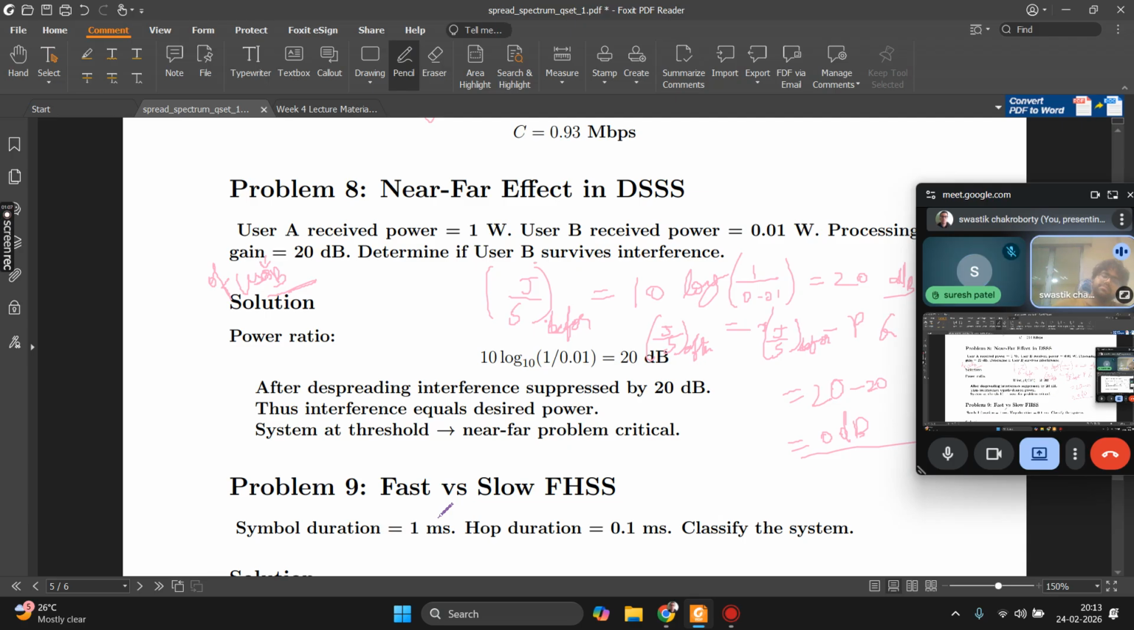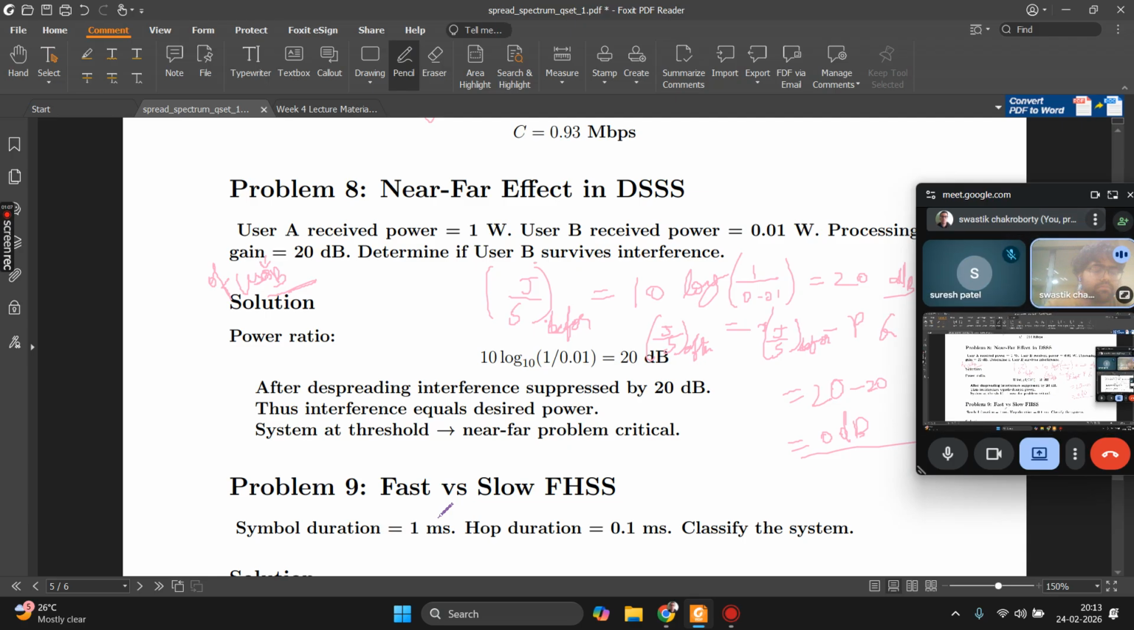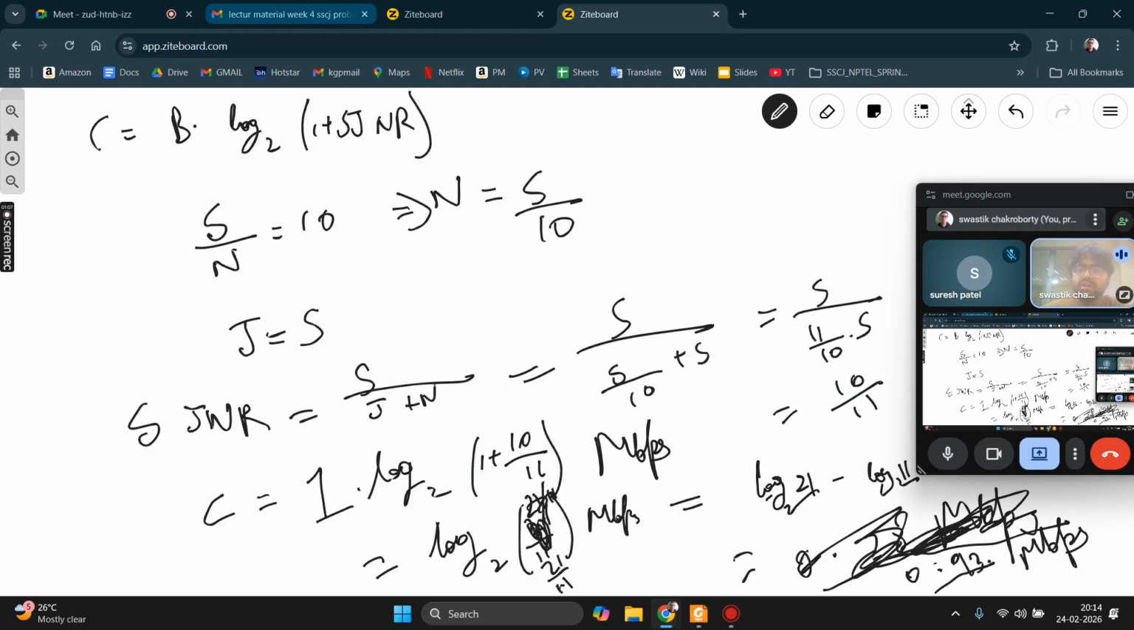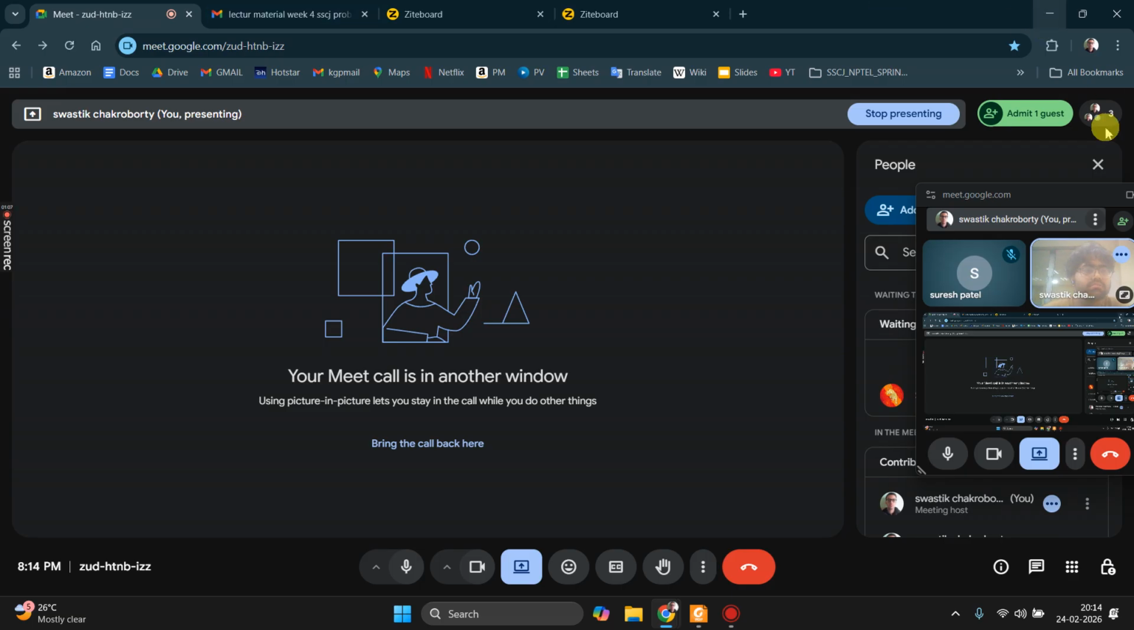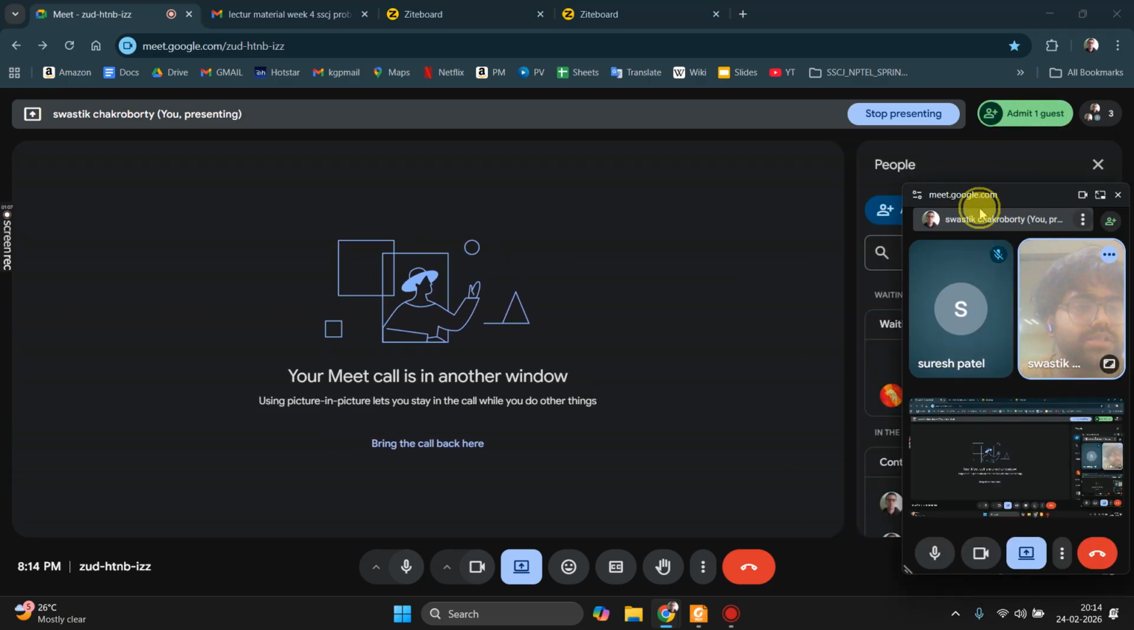Because in one symbol duration only, the frequency is hopping 10 times. The number of hops in one symbol duration should not be more than one. So you are having multiple hops, so it is a fast FHSS.